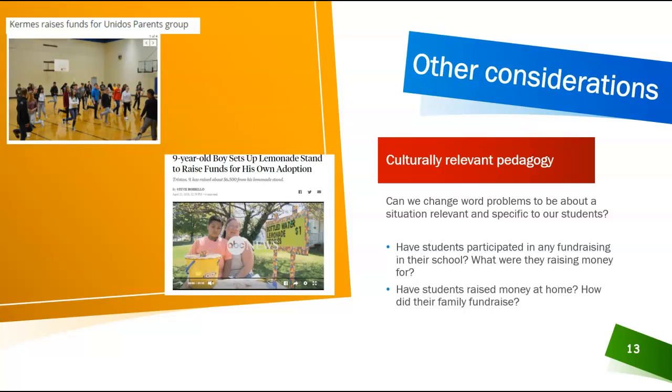We see some examples of different types of fundraising that can be done. Kermés, or having a lemonade stand. This is something that teachers should consider when presenting a problem. Can their students relate to it? Does it relate to their lives?